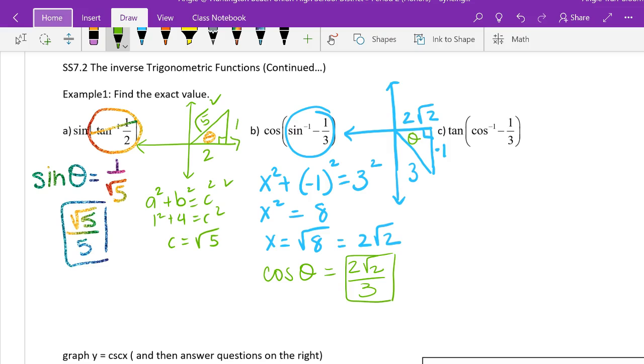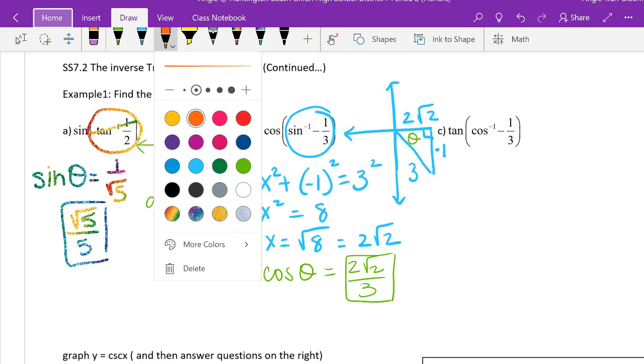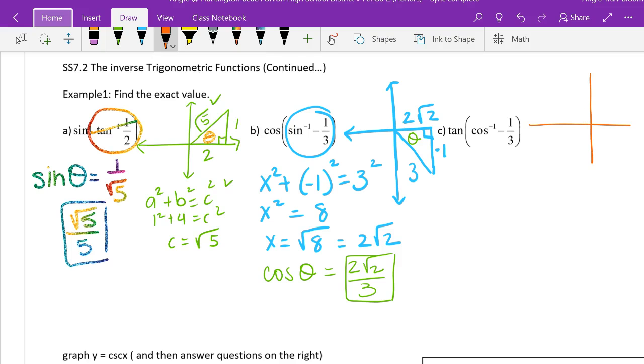Did you guys get C done? Yeah? What angle did you draw that in? I mean, what quadrant, I should say. Second, okay. Cosine inverse is restricted from here all the way to here. So that's why it has to be in the second quadrant. Let's label this. This is -1, right, y'all? This is 3. So the y value is, oh, it's the same ratio. So what's that? 2 rad 2.